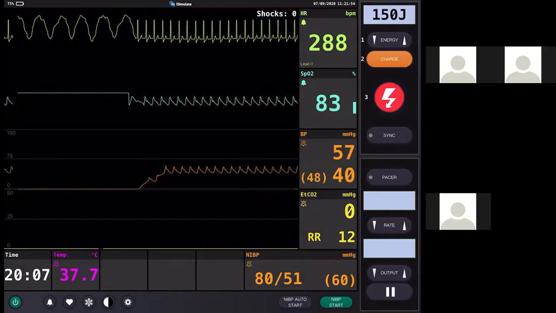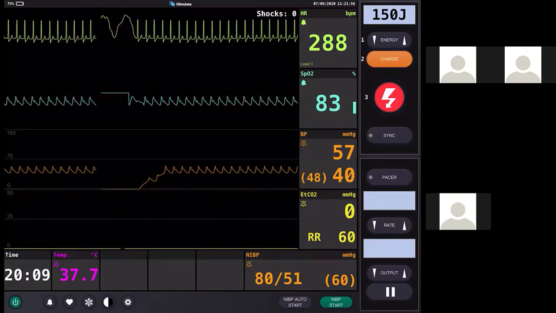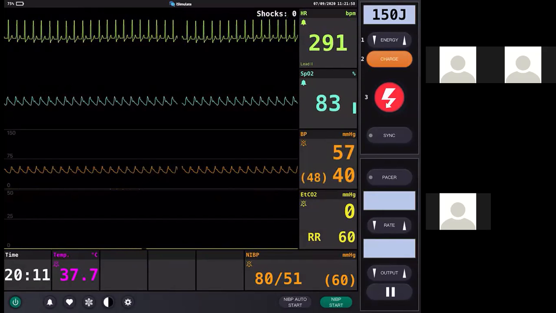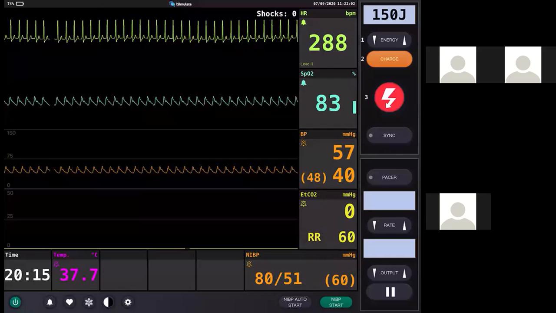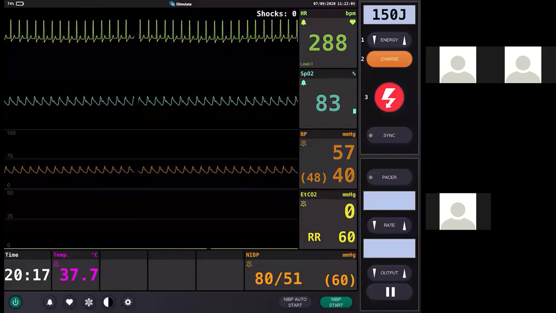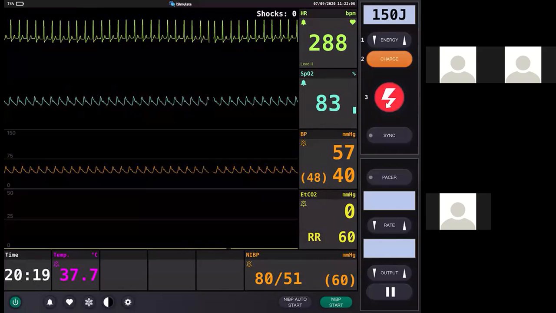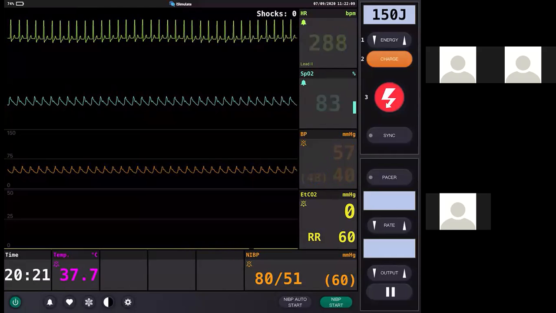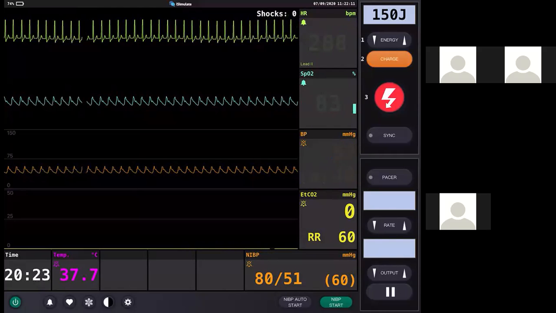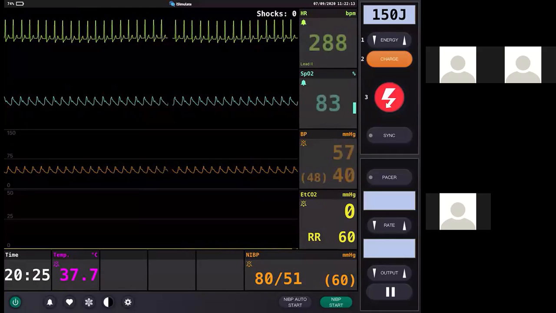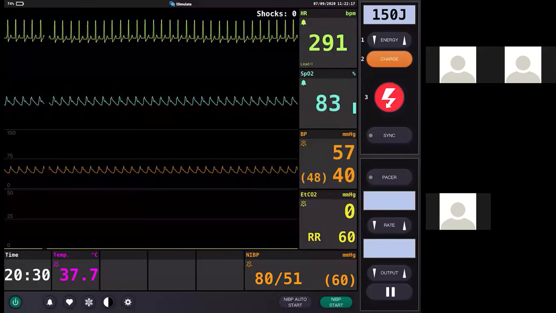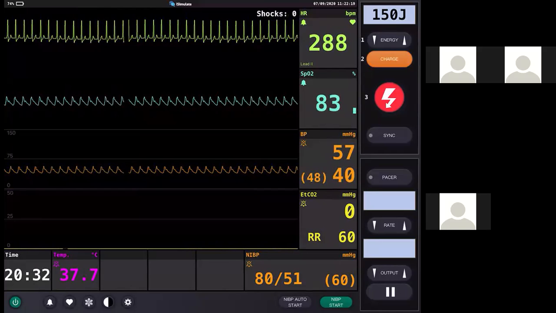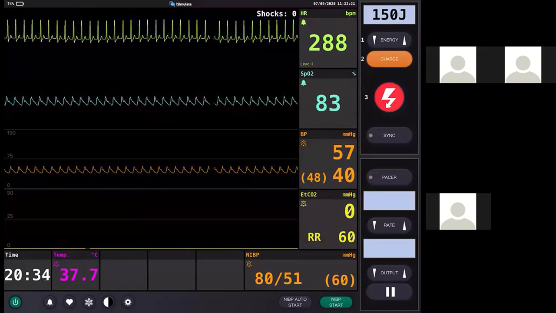Okay, you can see that the heart rate comes back, but the patient is still hypotensive, and now the heart rate is 288. Can someone tell me what this rhythm is? How is this different from the sinus tachycardia that the patient presented with? Anyone?